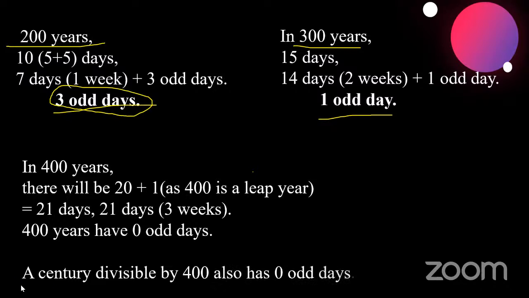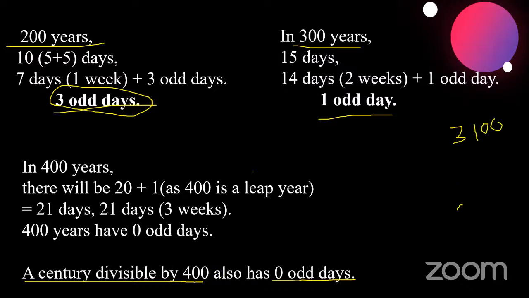So always a century will be divisible by 400. Okay, and the century which is divisible by 400 will have 0 odd days. Got it? Always a century will be divisible by 400, not 4. Century years are divisible by 400. Now you understand why 3100 is not a leap year? So 2000 is a leap year.